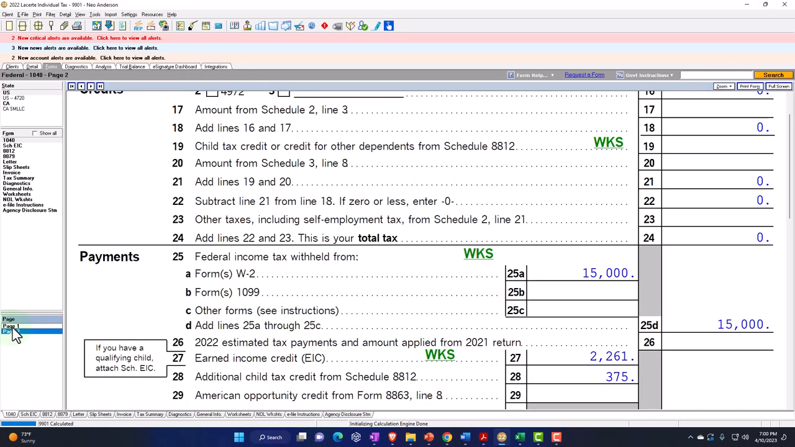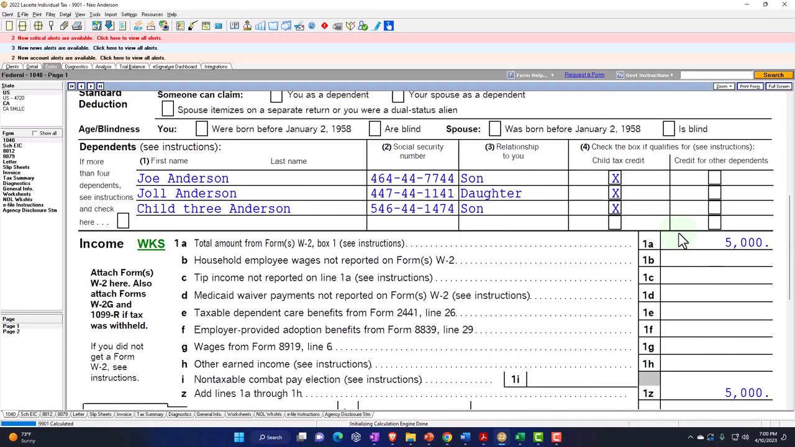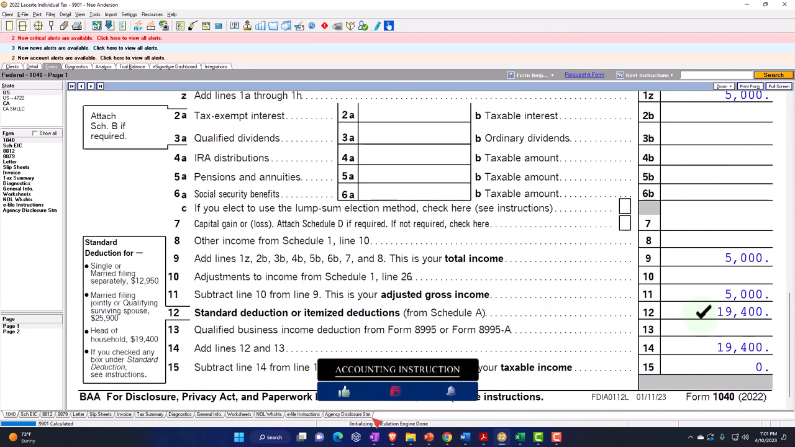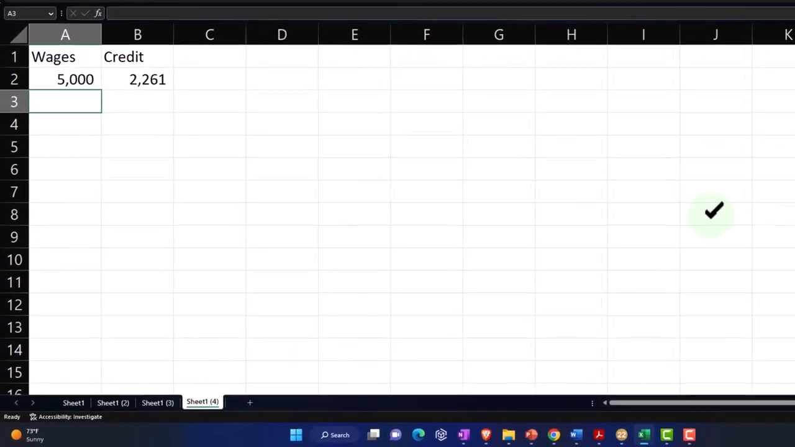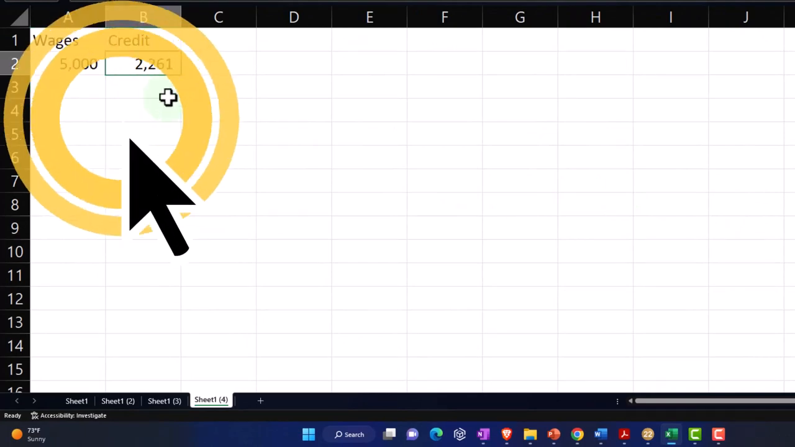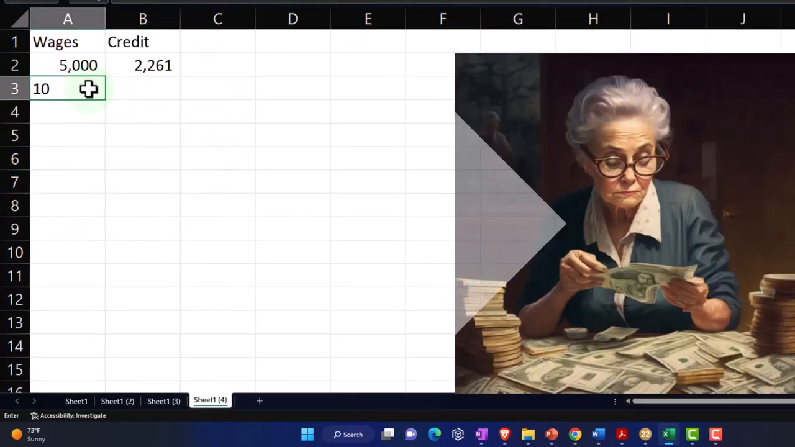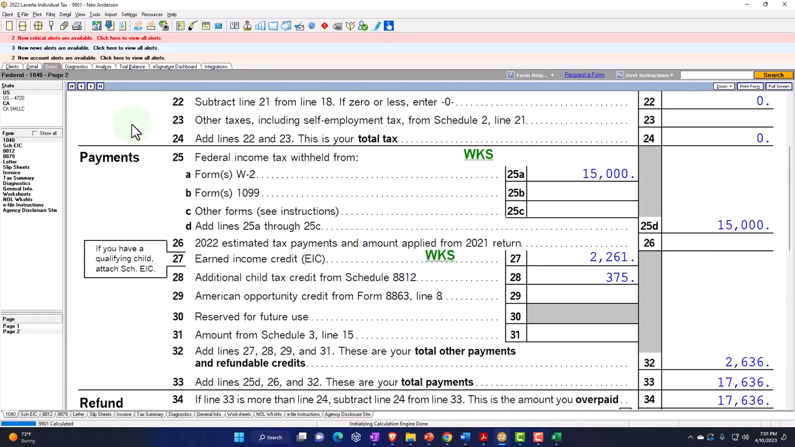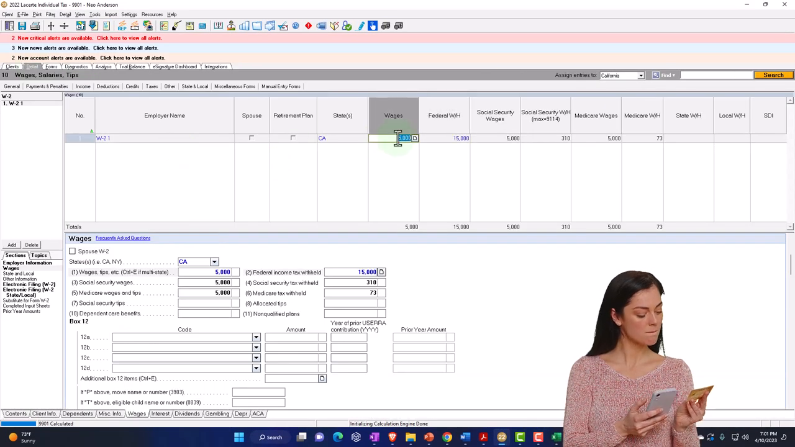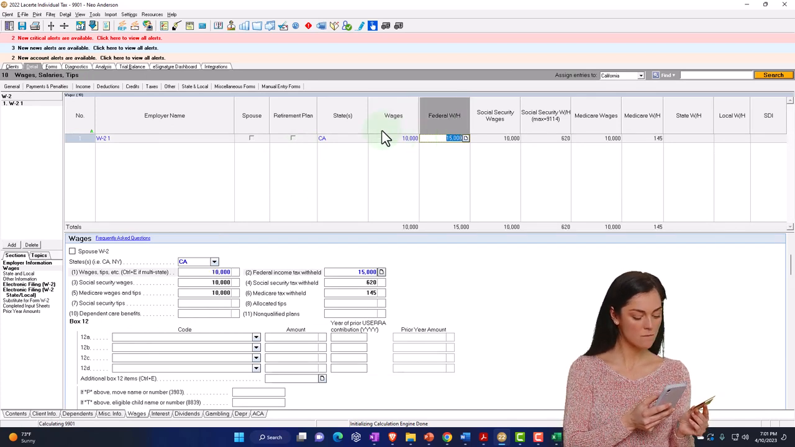Okay, we're going to say that we have 5,000. And so obviously our $19,004 is greater than that, so no taxable income, but we may still get a benefit from the earned income tax credit because it's refundable and it's at the 2261. So let's go ahead and graph this out. So here we have wages 5,000, 2261. Let's bring it up to 10,000. We'll just do increments of 5,000 and bring it on up just to graph it out.